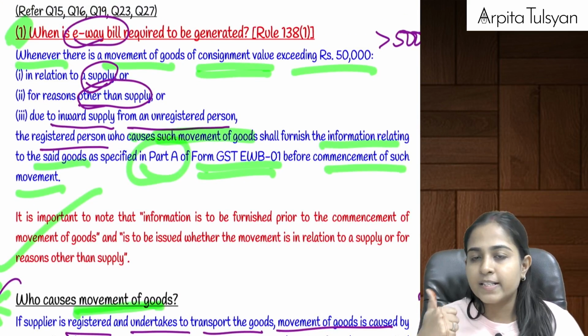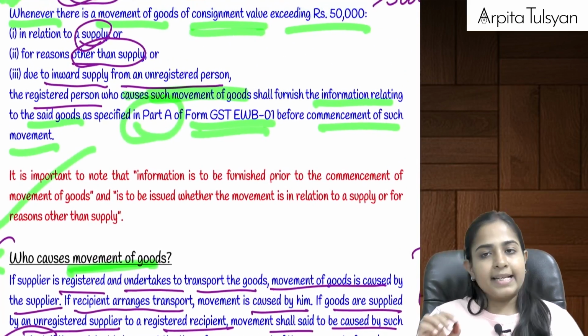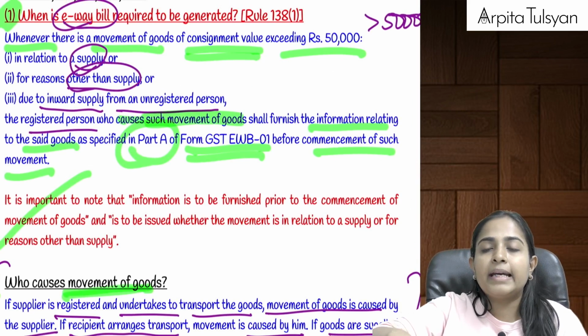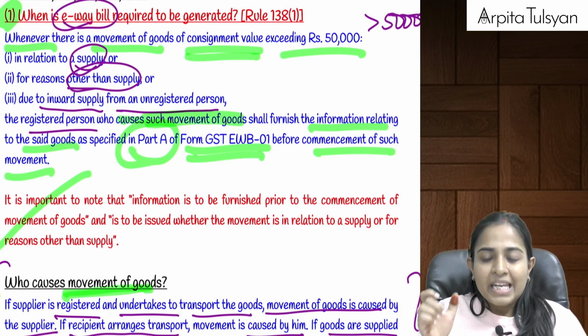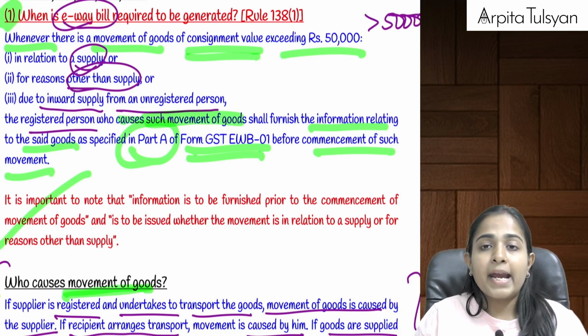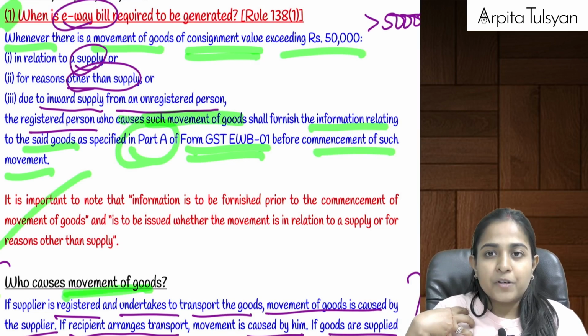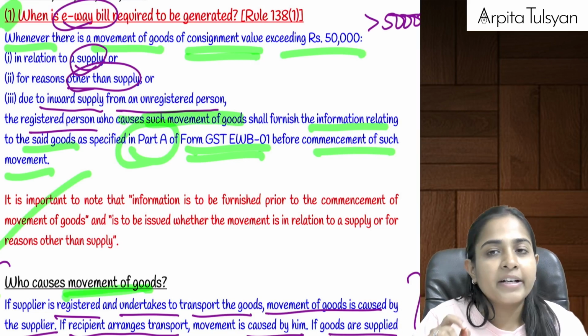Then after that, this 50,000 provision we have already checked. It can be for reasons of supply. It can be for reasons other than supply also. And now listen, one thing from the exam point of view. When I ask who can generate the e-way bill: any person who is causing the movement of goods. I'll repeat, who can generate the e-way bill? Any person who is causing the movement of goods can generate the e-way bill.